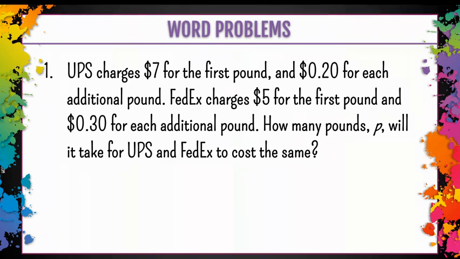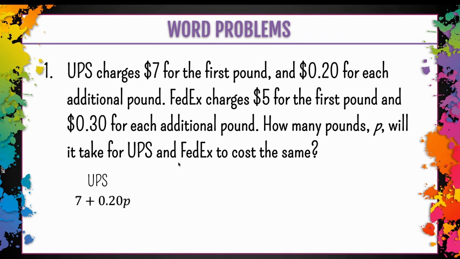So here we see that for UPS, I have the word each is with the 20 cents. So that tells me that 20 cents is being multiplied by x. That's our slope. And then we have to add on our additional charge of 7. So for UPS, the equation I'd be looking at writing is 7 plus 20 cents x, or 20 cents p in this case.